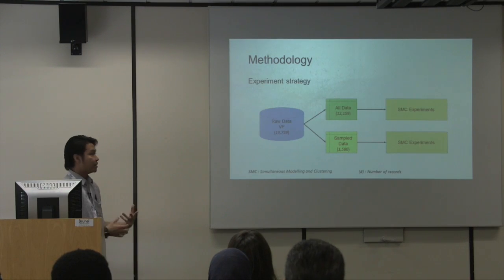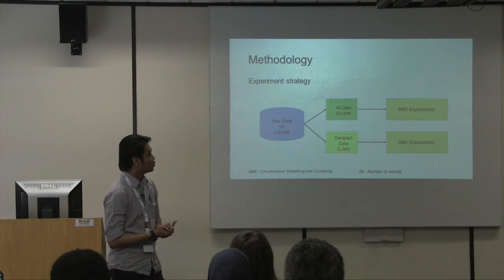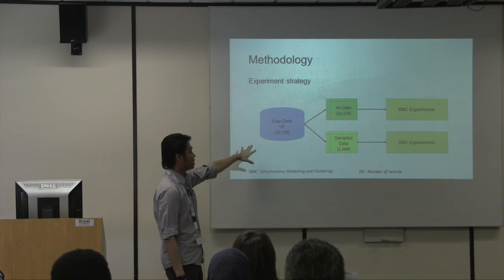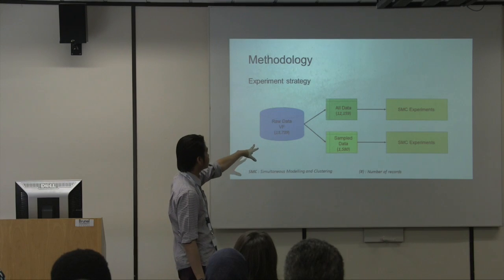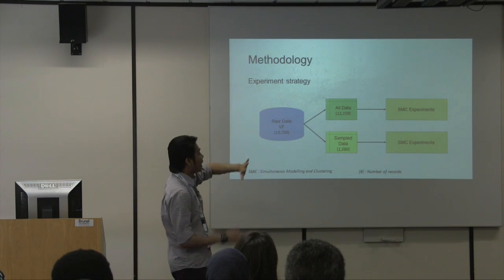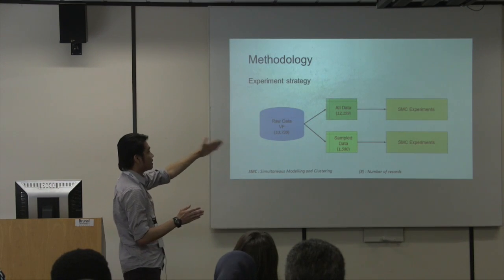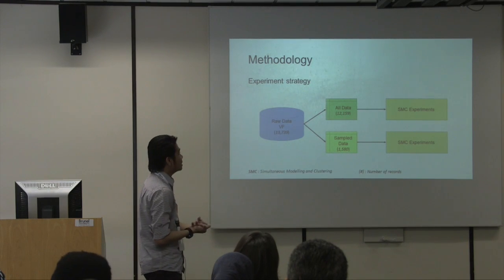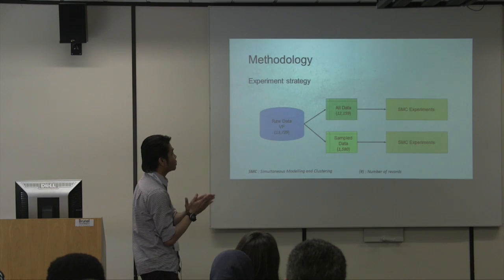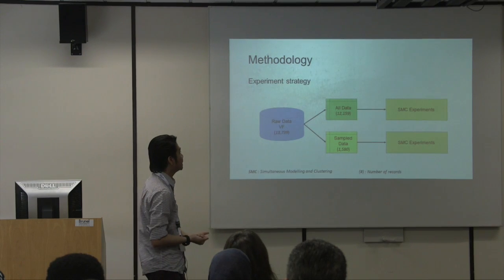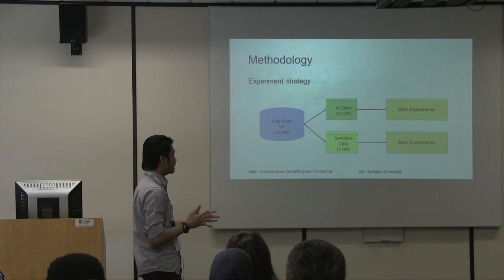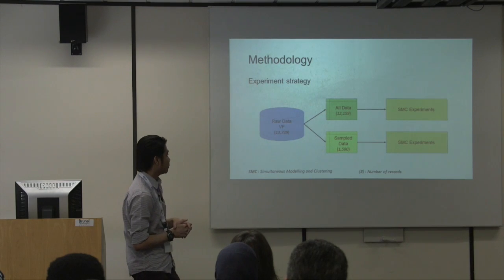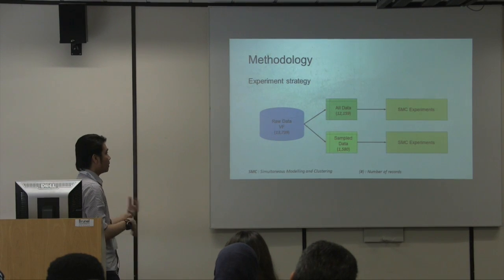So this is the strategy I use to do my modeling. I have raw data, 13,000. Basically, I have to split it into all data and sample data. For all data, I have 12,000, and I pass it to the experiment for modeling. And I use sample data, which is 1,500, and I pass it to do modeling.